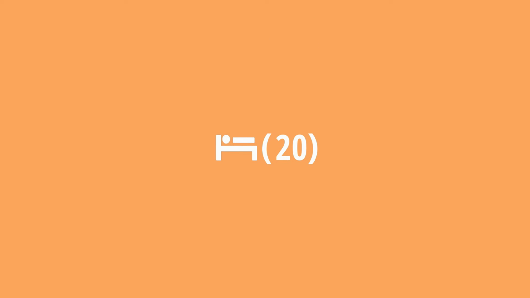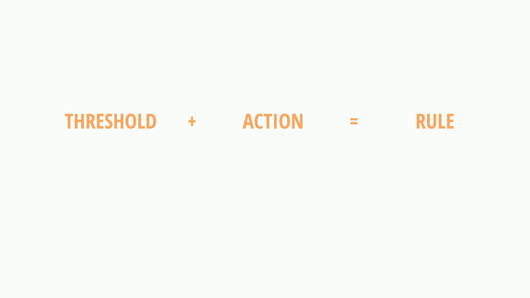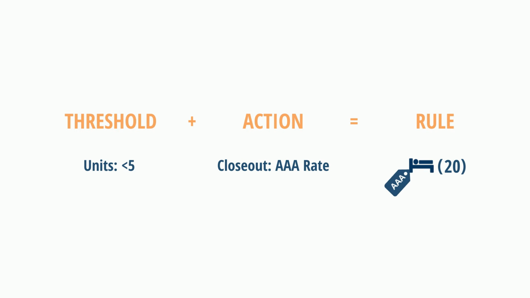Now let's say our property offers a discount rate that we don't want to offer when availability is low. To do this, we simply create the threshold at which we no longer want to offer the rate, and create a rule which states the discounted rate will be closed out when the threshold is reached. According to this new rule, the AAA rate will be offered as normal. However, it will automatically be closed out when there are only 5 rooms left.